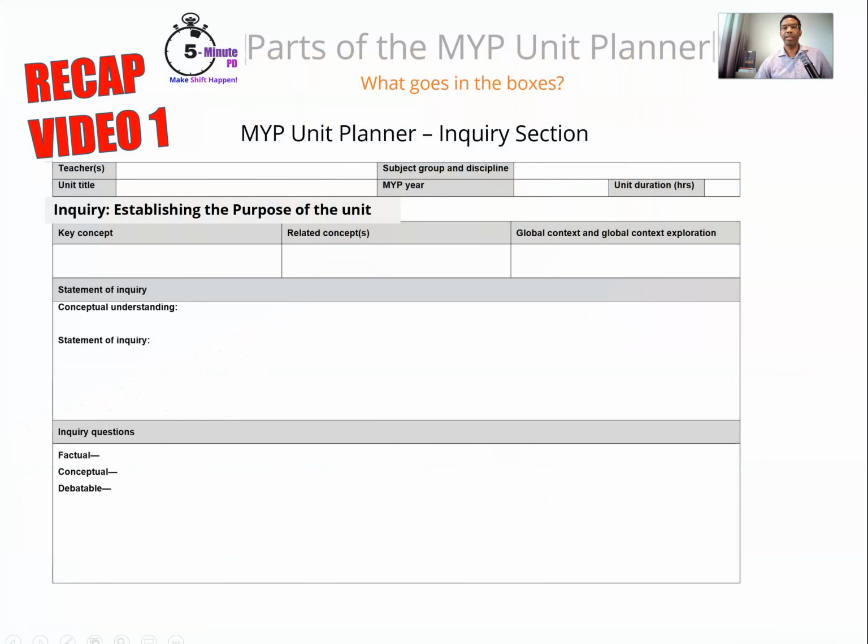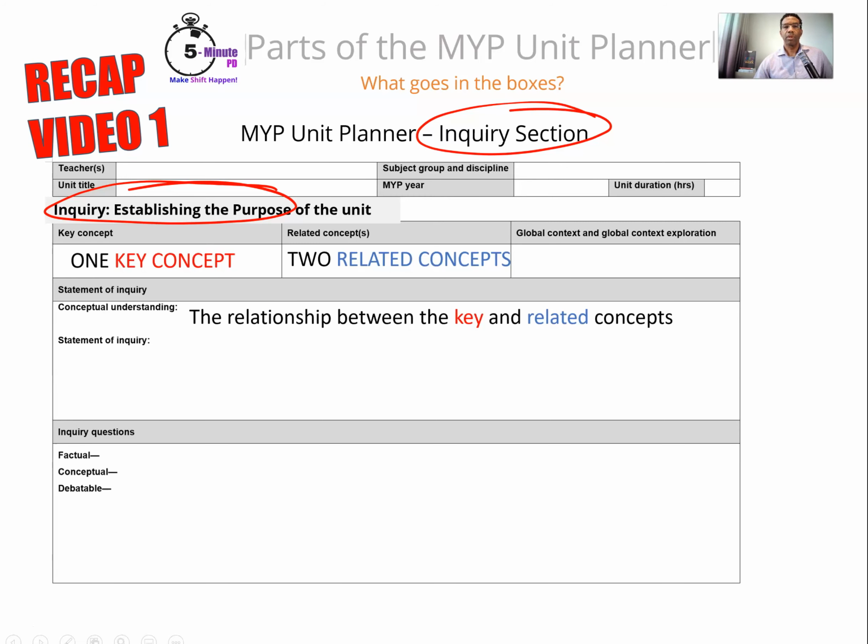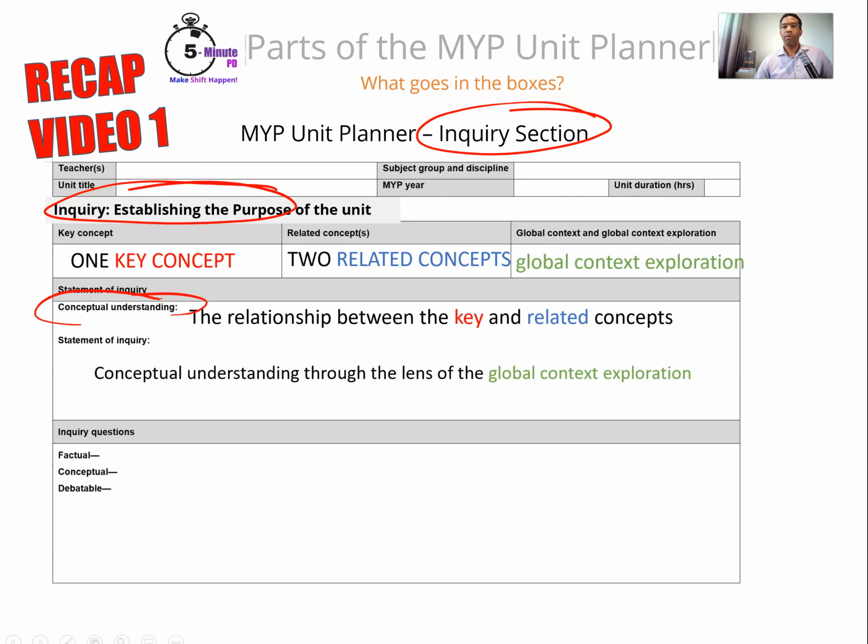All right. So what I want to do is quickly go over what I went over in video 1. So recap, we're talking about the inquiry section of the MYP Unit Planner, establishing the purpose of the unit. Oops, I forgot to start my clock. I said 5 minutes, right? 5 minutes. All right, let's go. So the key concept, two related concepts, put those two together and we get our conceptual understanding. But that's the relationship between the key and related concepts, not just putting them together. And then we incorporate a global context exploration, not the global context. That's too broad. We want the global context exploration, and we get our statement of inquiry, or SOI.